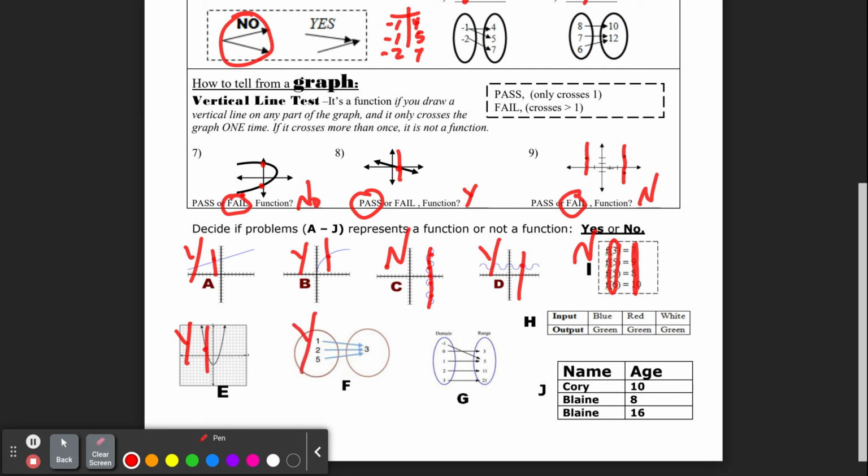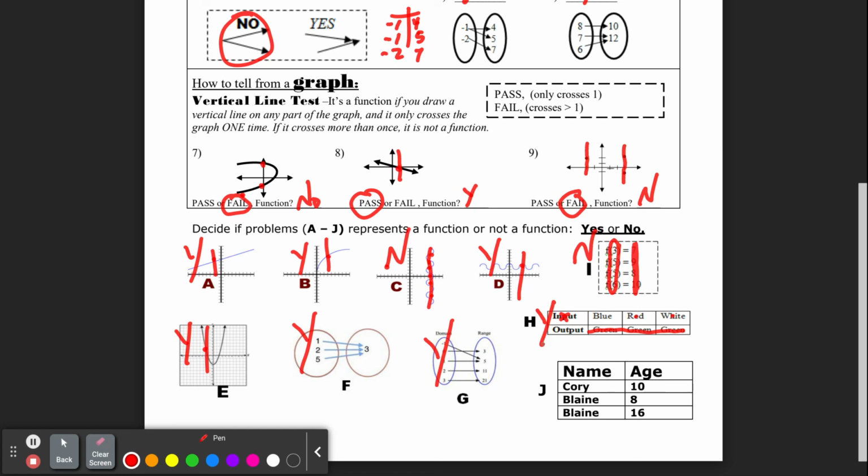Letter G, -1 goes to 5, 0 goes to 3, 1 goes to 5, 2 goes to 11. So the x's do not repeat. So yes, it's a function. Let's look at H. You've got blue, red, and white. The input is your x. That's all we're worried about. We're not worried about the output. So they're all different. So yes, this is a function.